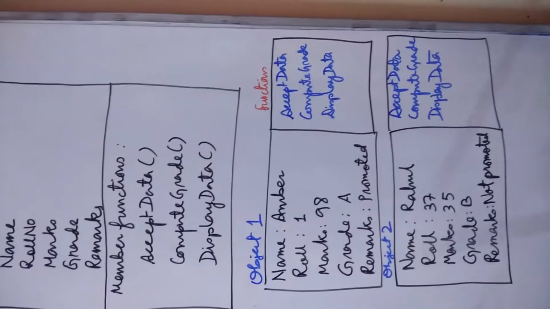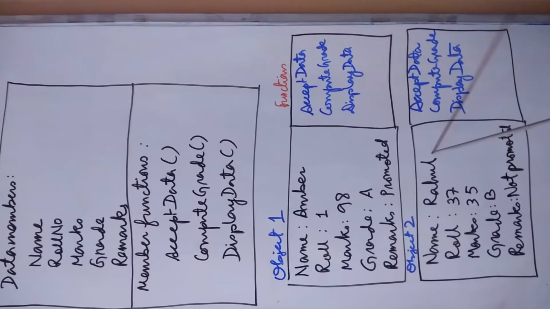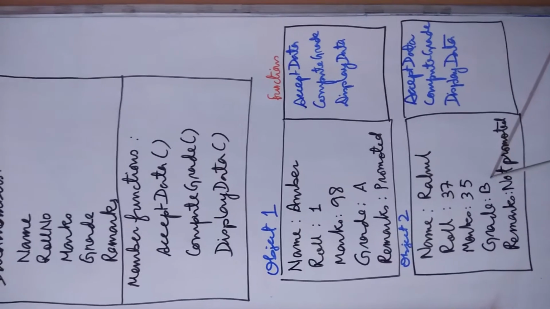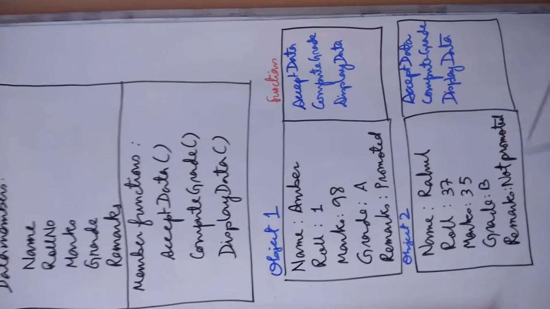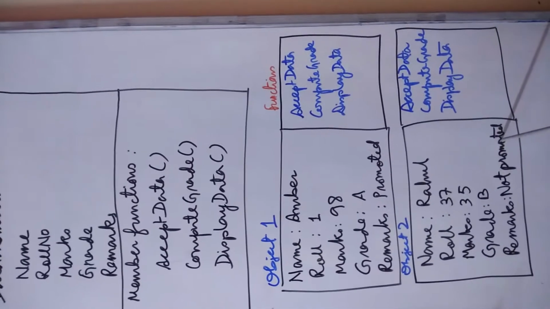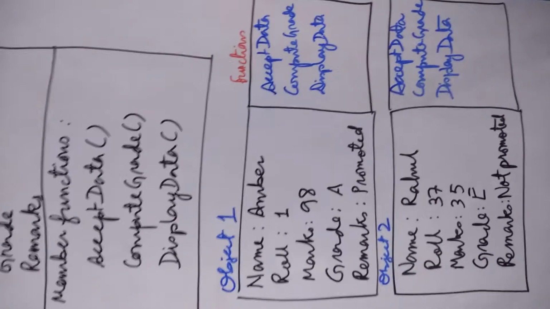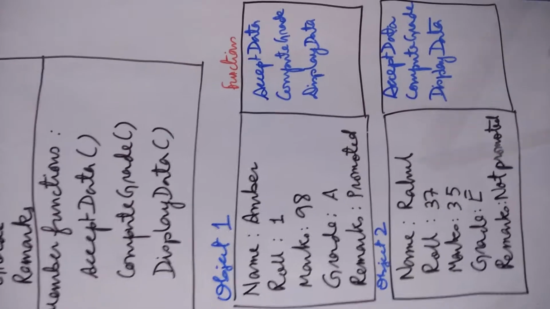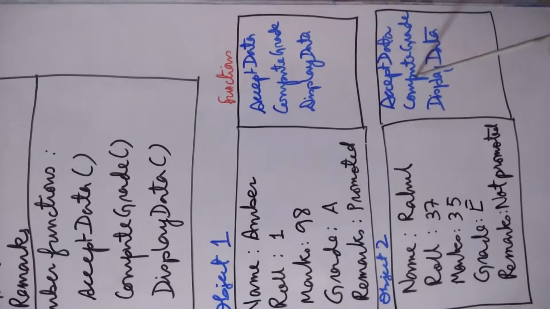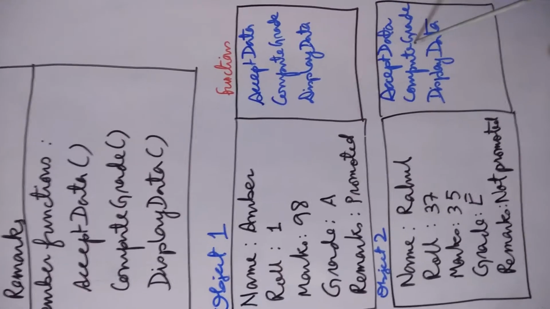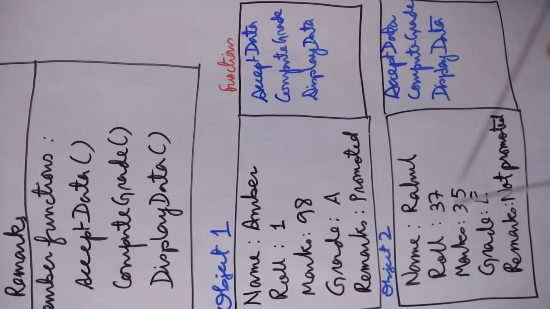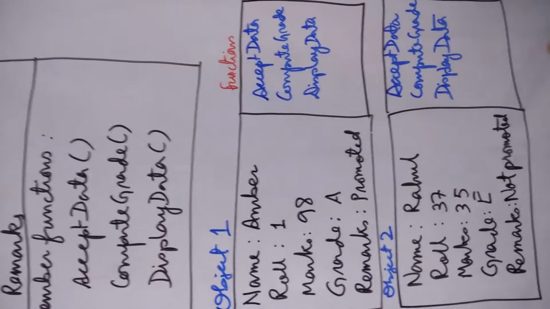Now let us consider the second object. Name Rahul, roll number 37, marks 35, grade should be E, and the remark is, sorry, not promoted. So the second object has grade E and remark not promoted. Now how has this been done? Object 2 also has its own functions: accept data, compute grade, display. Through accept data it will accept these three values, compute grade will compute the remaining two, and display will display all.